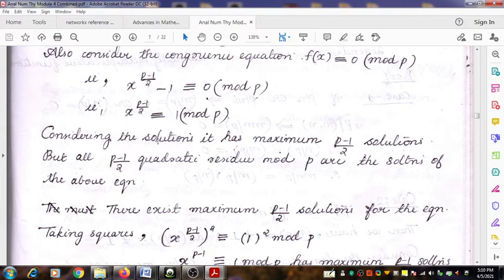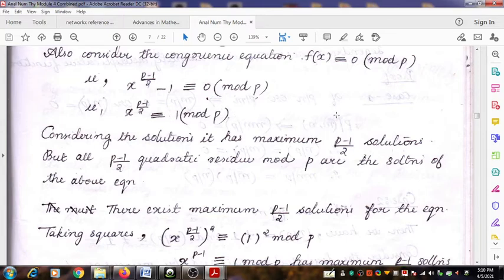So we are considering the numbers starting from 1 up to p-1 to decide whether the number is a quadratic residue or quadratic non-residue. There are a total of p-1 numbers. Out of these p-1 numbers, exactly (p-1)/2 numbers are quadratic residues, and the remaining numbers are quadratic non-residues. Those quadratic residue numbers satisfy the equation x^((p-1)/2) ≡ 1 mod p that we have seen.